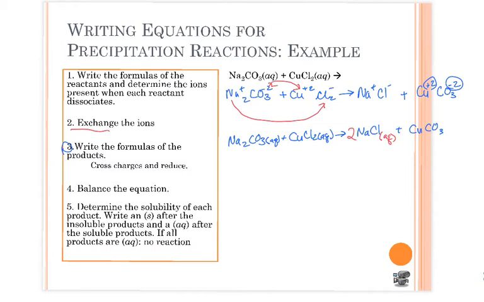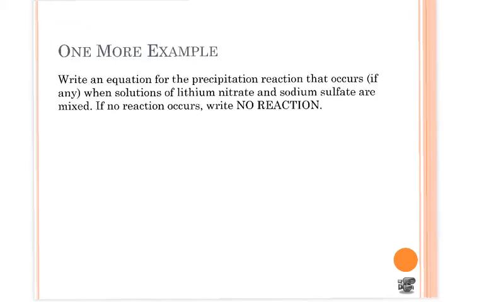Carbonate is generally insoluble in water. There are exceptions, but copper is not one of them. So this is going to be a solid right here. So this is your precipitate. You will see that come out if you mix a solution of sodium carbonate and copper chloride. The anions and cations will do an exchange, and then you'll end up with a solid precipitate of copper carbonate. Okay, let us do another example.